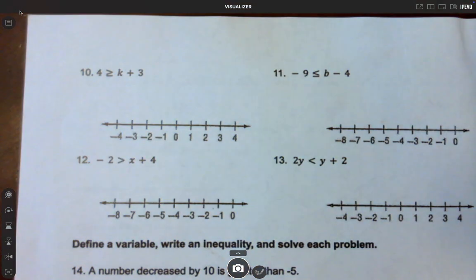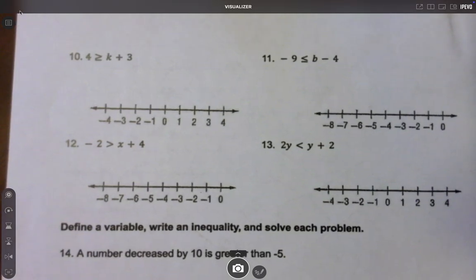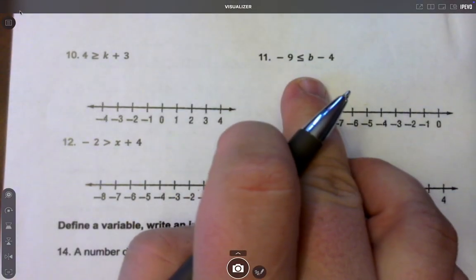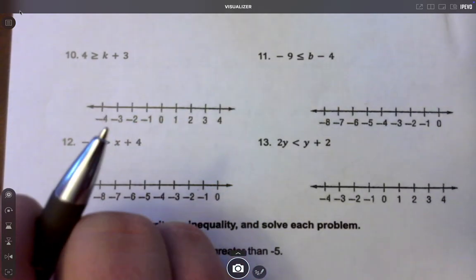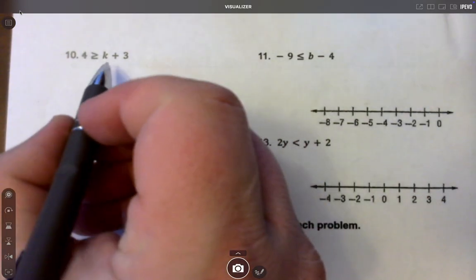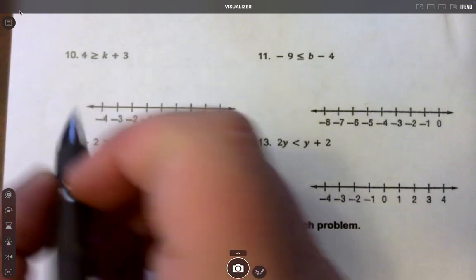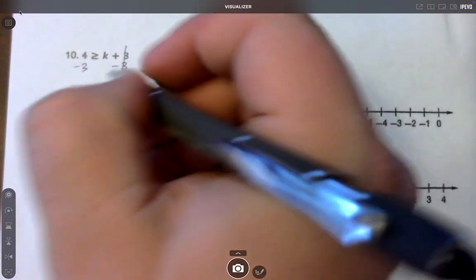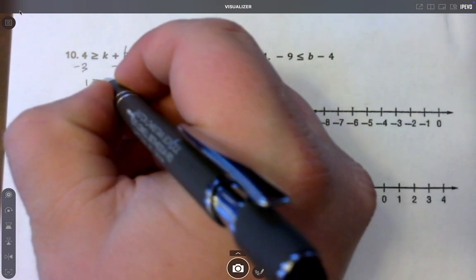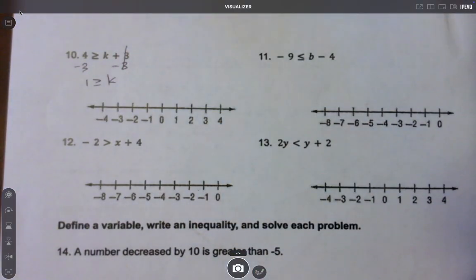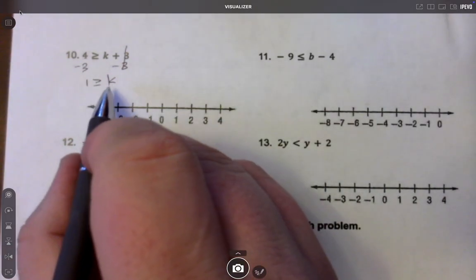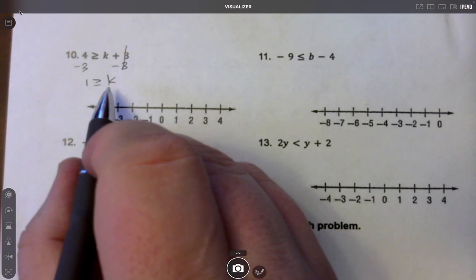Okay, continuing the same thing here on the back. Now, the reason I did these first two has to do with where the variable is located. So I'll show you what I mean. We have k plus 3. We want k by itself, so we subtract 3 from both sides. So we get 1 is greater than or equal to k. Now, I would recommend you flip this around and put the variable on the left. That makes it easier to graph.